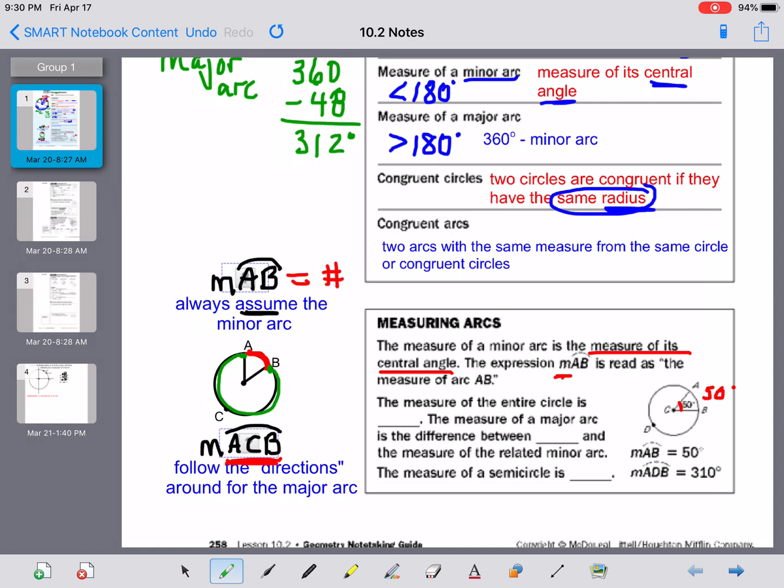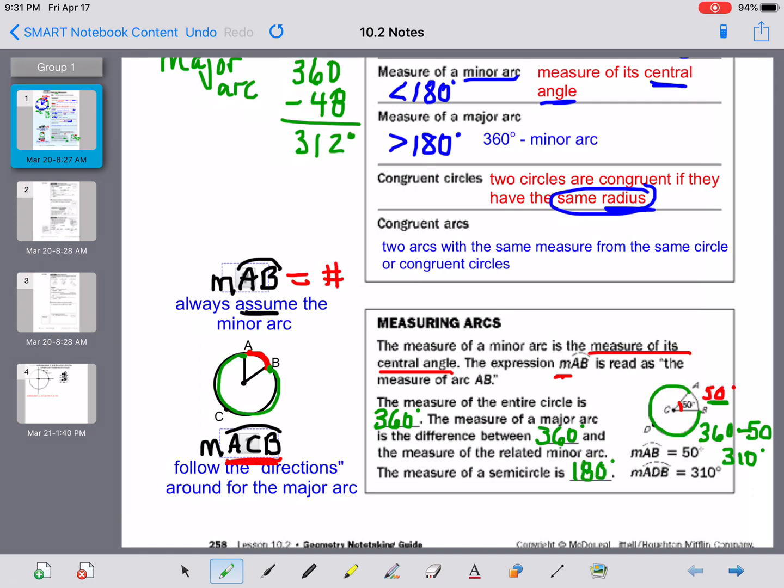Back over here to our box of notes, the measure of the entire circle is 360 degrees. The measure of a major arc is the difference between the 360 and whatever the minor arc is. We did that up top with the 48 degrees here. If my minor arc is 50, I can do 360 minus 50, and I get 310 degrees, sorry, not an angle, an arc, and that 310 goes all the way around here for ADB. And in the finish of the box, the measure of a semicircle is always going to be 180 degrees.